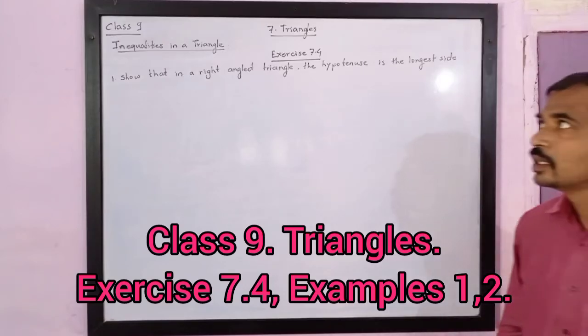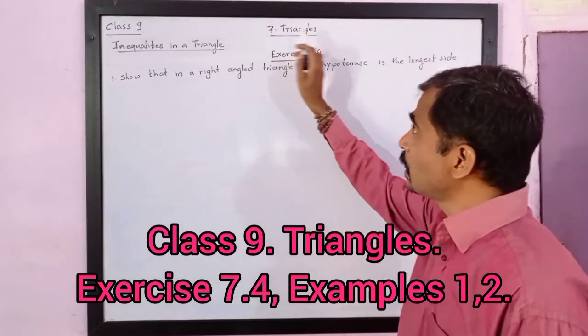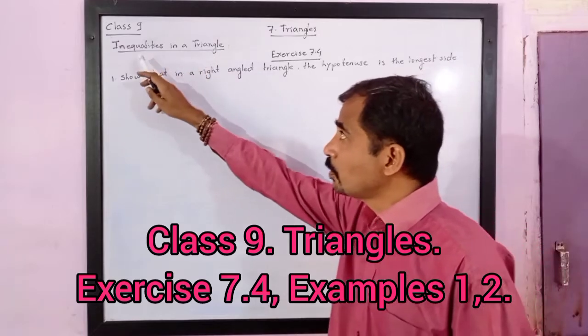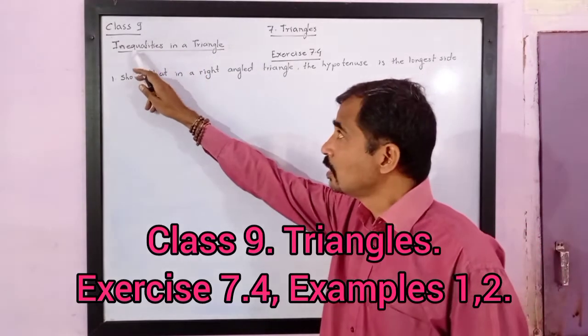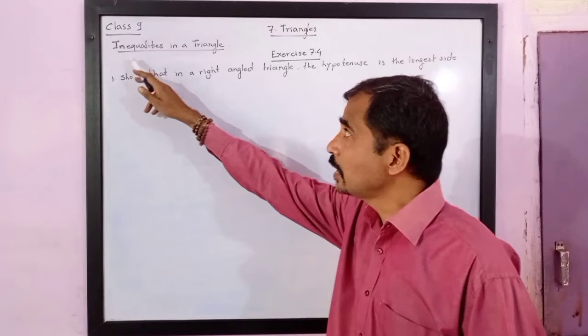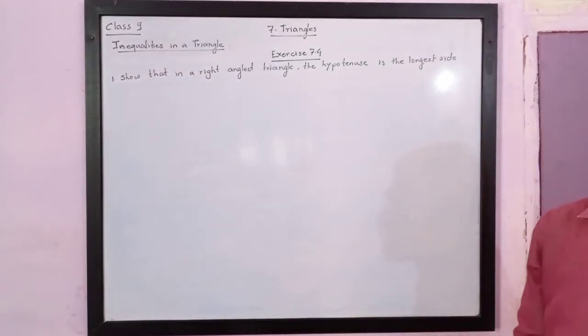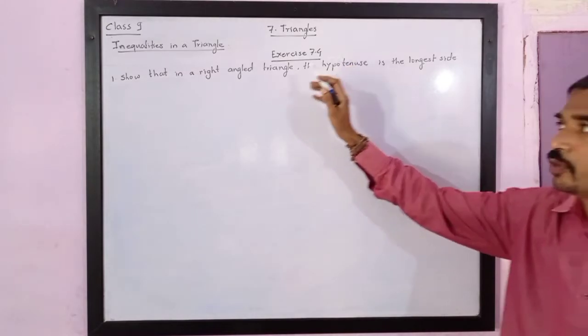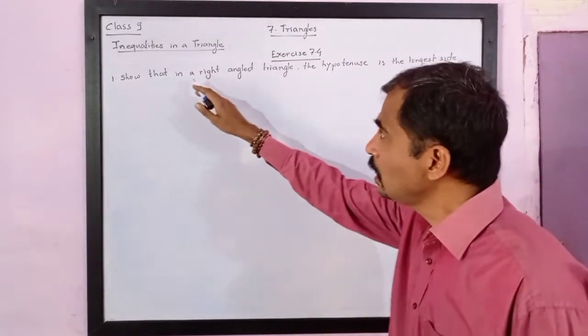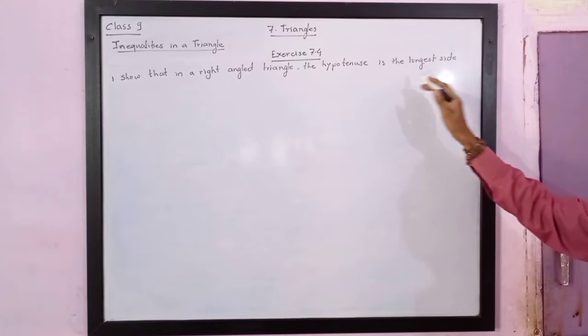Dear friends, in class 9 we are studying chapter 7, Triangles, and the point we were studying was inequalities in a triangle. Now the next point is exercise 7.4. In exercise 7.4 we have the first question: show that in a right angle triangle the hypotenuse is the longest side.